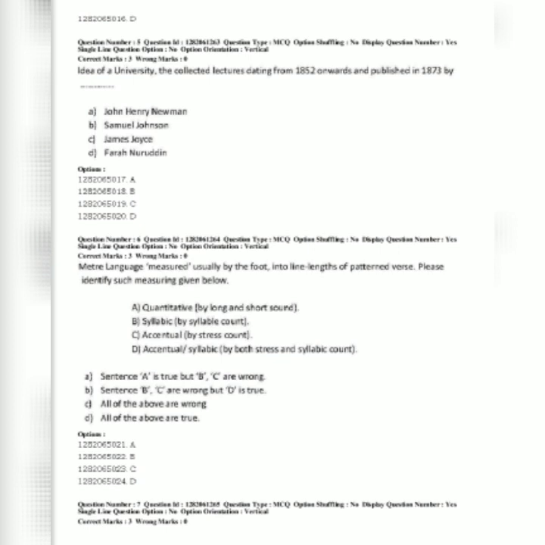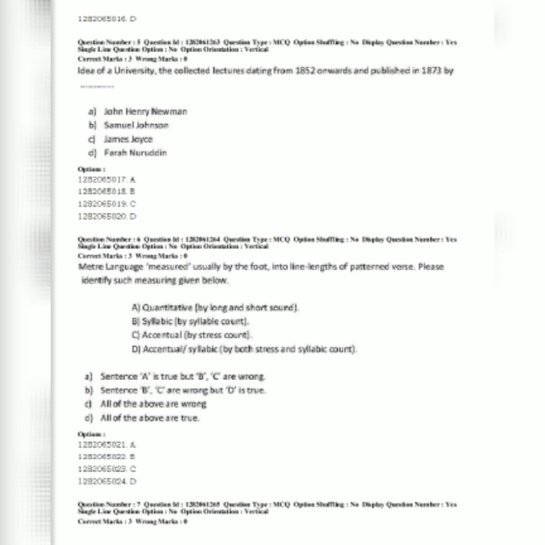Okay, you don't need to know this beforehand. You can guess, and I'll tell you how to guess it. You are a student of English literature, and you definitely must have heard names like Samuel Johnson and James Joyce and Farah Nuruddin. Okay. So what you got to do is, Samuel Johnson, you know, he lived in the 18th century. How can he live in 1852 and publish a book in 1873?